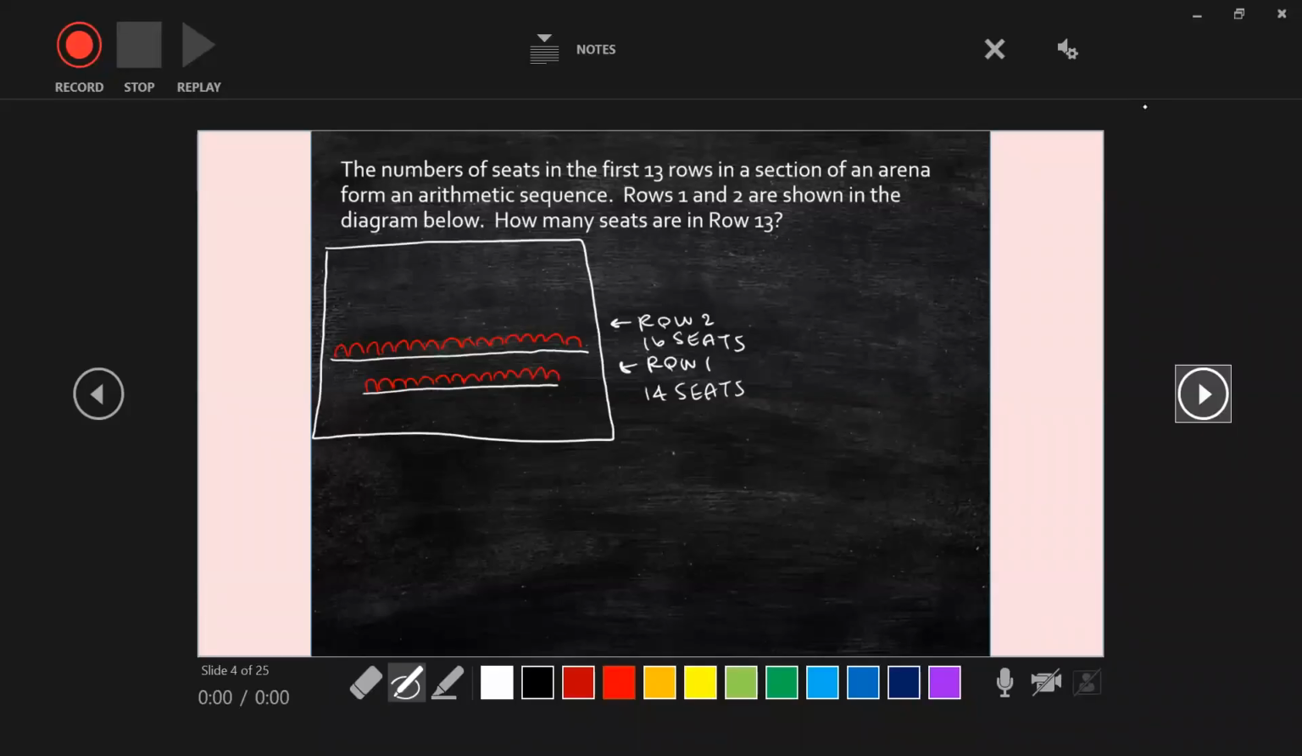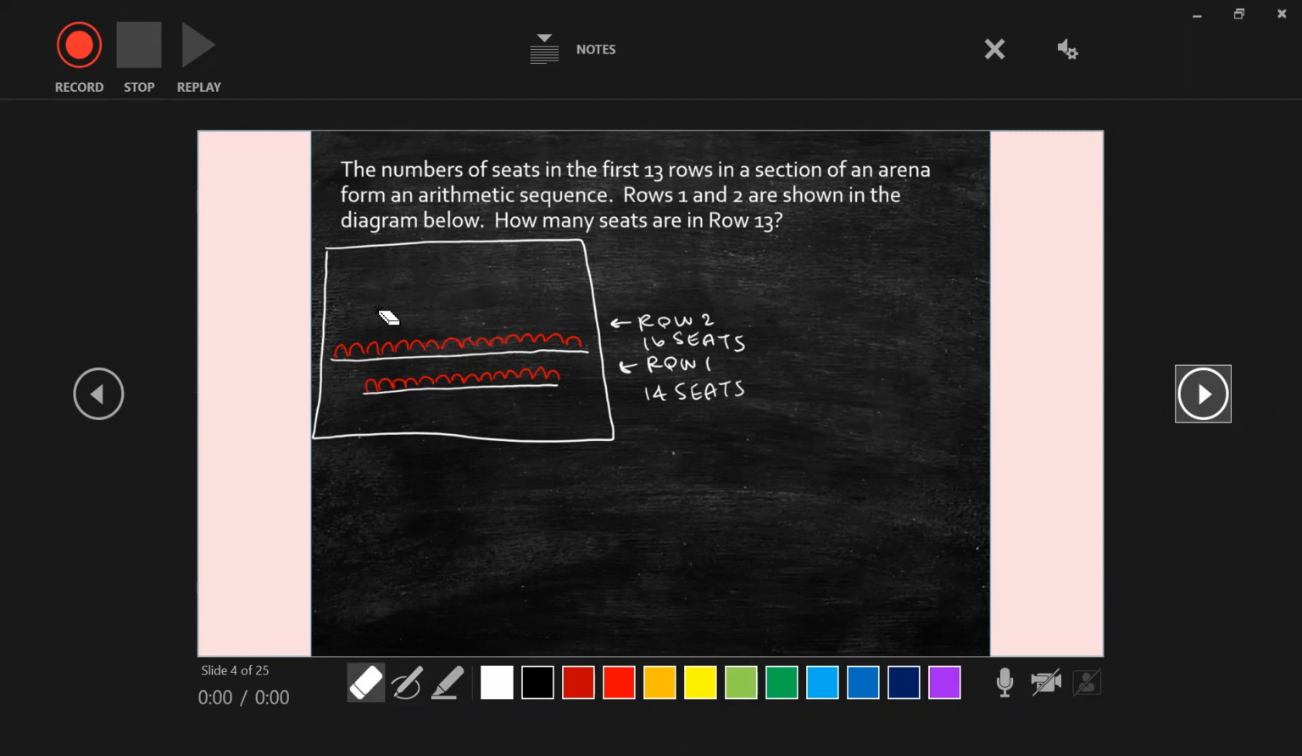Lastly, we're doing this example that has to do with seats in a stadium. And yes, I did count the seats whenever I was drawing it. But the number of seats in the first 13 rows of a section of an arena form an arithmetic sequence. Rows 1 and 2 are shown in the diagram below, the really crappy one that I just drew. How many seats are in row 13?